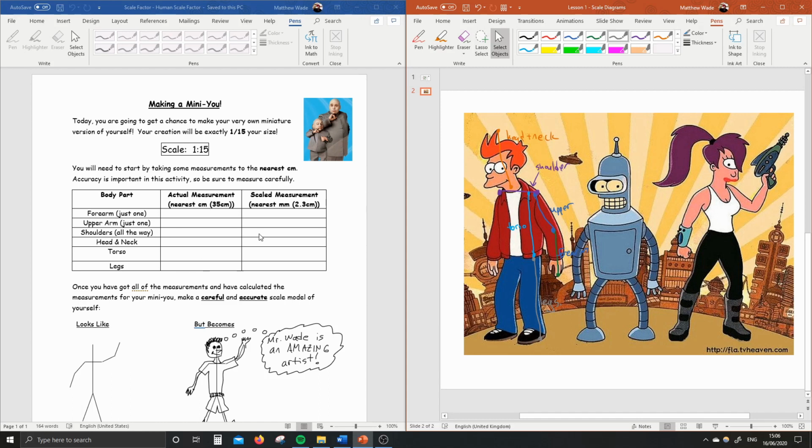Now your scaled measurement then, if the scale's 1 to 15, it means that 15 centimeters on you will mean 1 centimeter in our picture, which means you divide each number by 15.